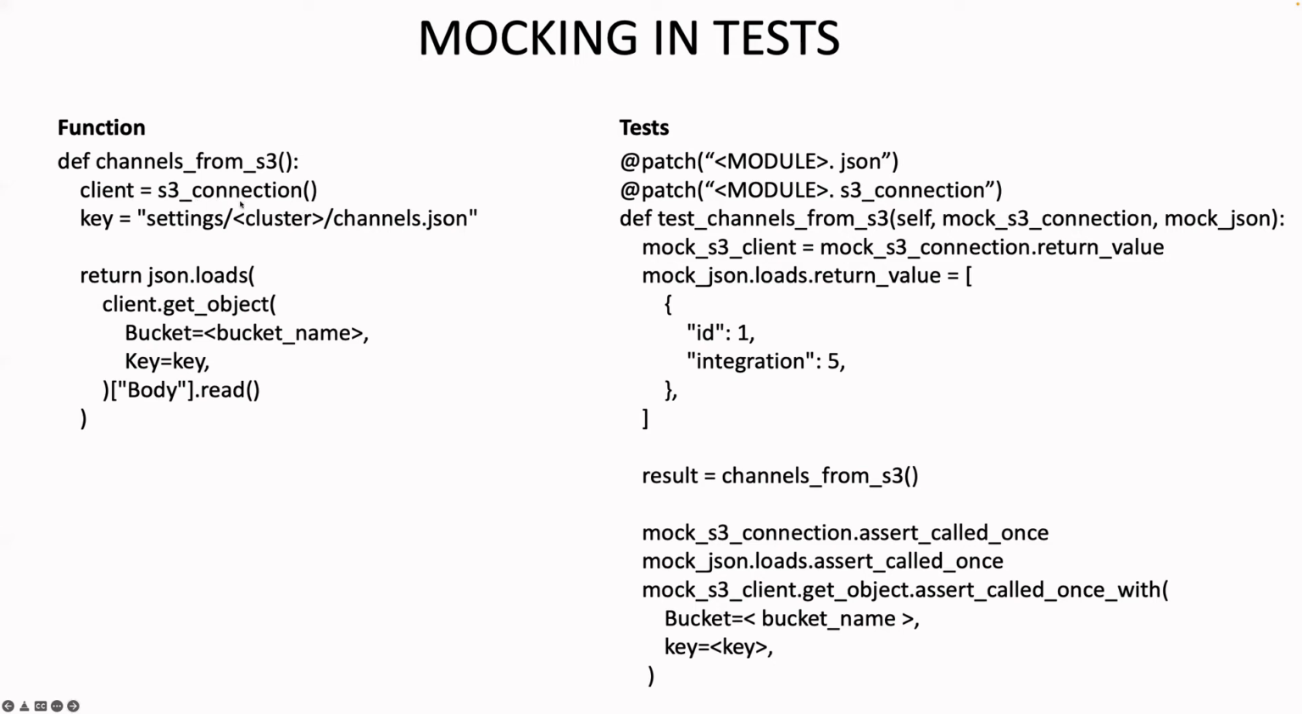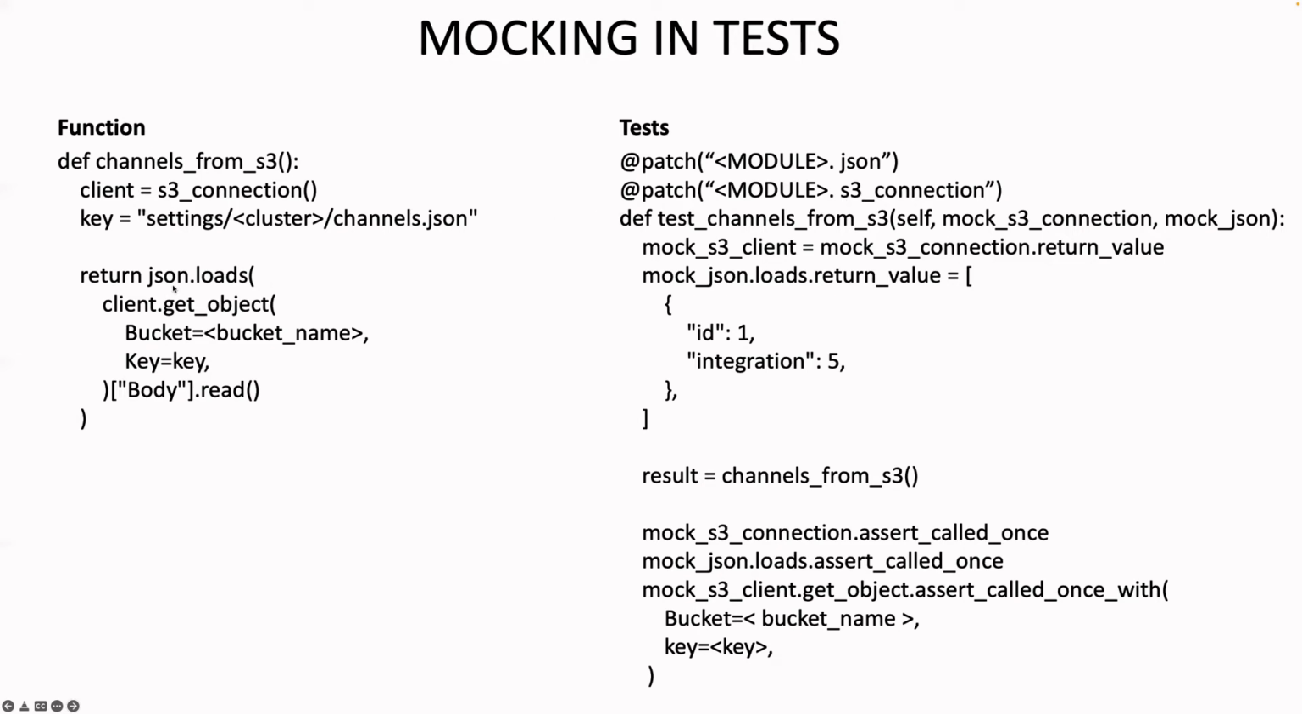Alternatively, even if S3 connection was in the same file as the channels from S3 function, you can still just mock S3 connection. You don't have to mock boto3. You're just removing layers that are unnecessary. So yeah, we just straight up mock S3 connection, and we also mock JSON.